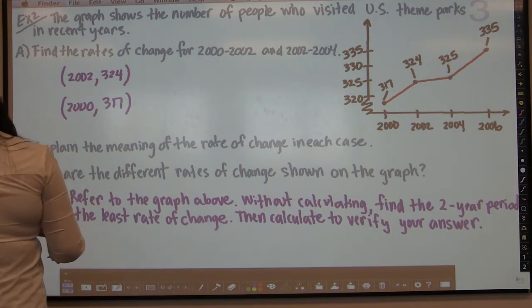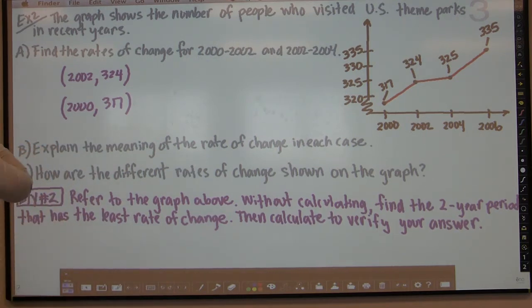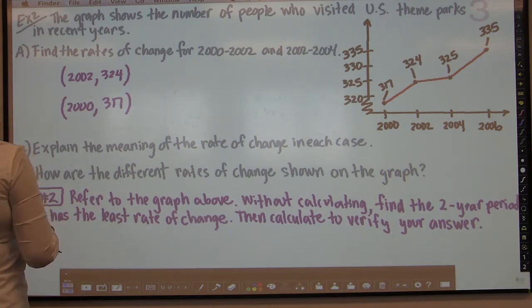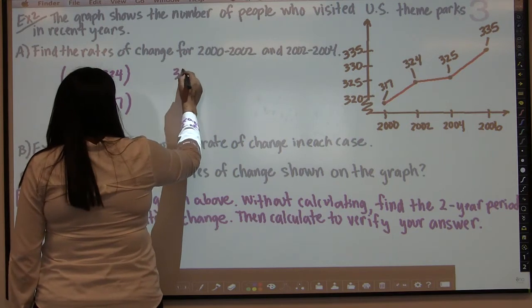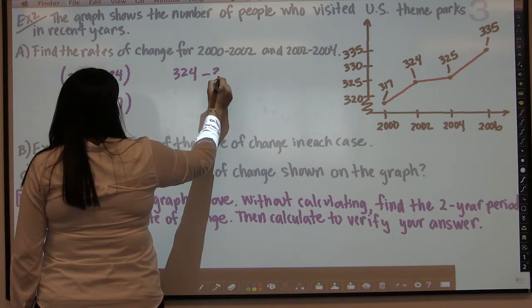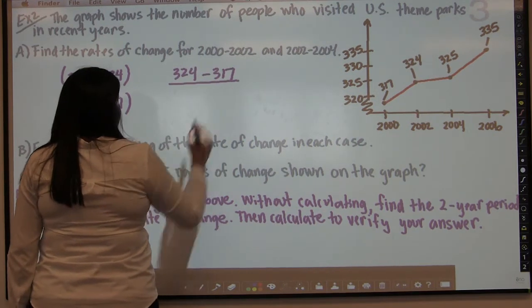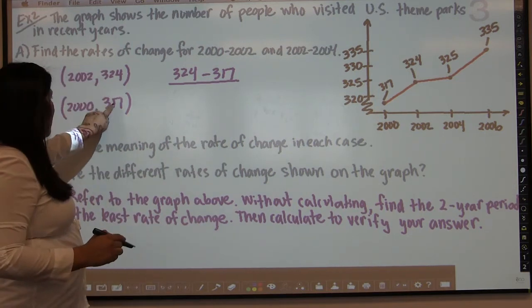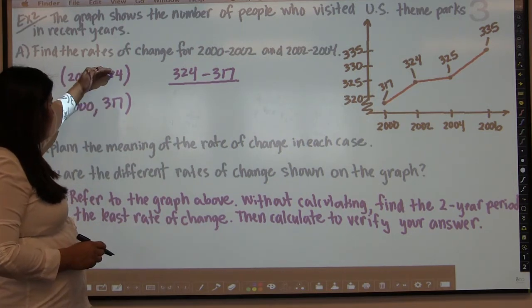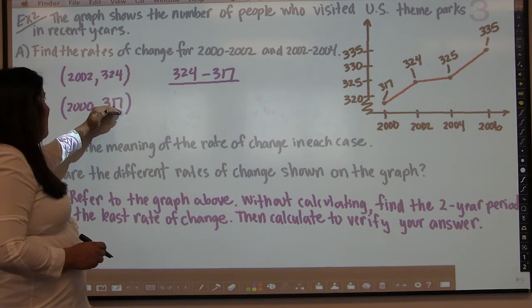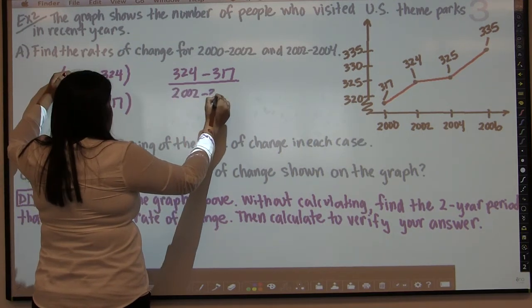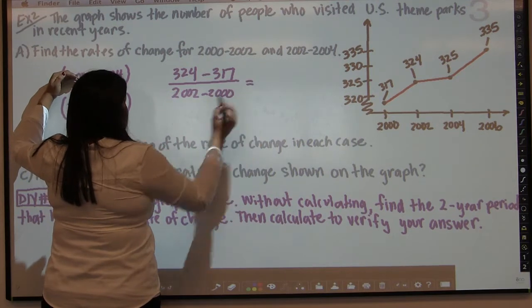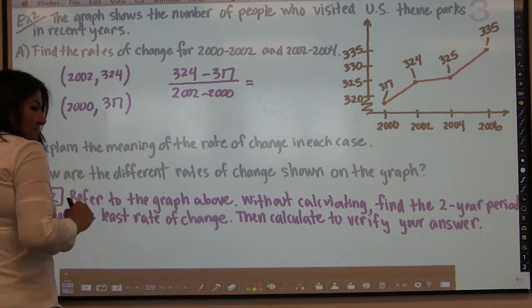Alrighty, so to find the rate of change, what we want to do this time is the same thing we did before, is to find the change in the y variable. So we're going to take the 324 and subtract 317. And that's the change in the y values. Notice that this time I went from 324 minus 317. So now I have to go 2002 minus 2000 to get my rate of change.